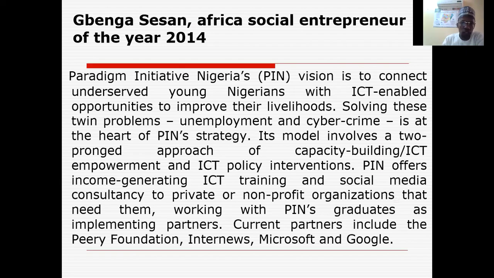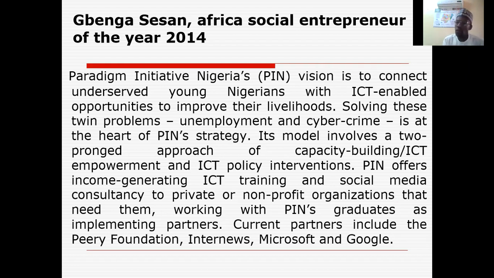In Nigeria, we have Bankole Wesley, African Social Entrepreneur of the Year 2014. He is the brain behind Paradigm Initiative Nigeria. The vision is to connect unserved young Nigerians with ICT-enabled opportunities to improve their livelihood. Solving these twin problems, unemployment and cybercrime, is at the heart of PIN's strategy. Its model involves a prolonged approach of capacity building, ICT empowerment, and ICT policy intervention. PIN offers income-generating ICT training and social media consultancy to private or non-profit organizations that need them, working with PIN's graduates as implementing partners. Current partners include Ford Foundation, Internews, Microsoft, and Google.